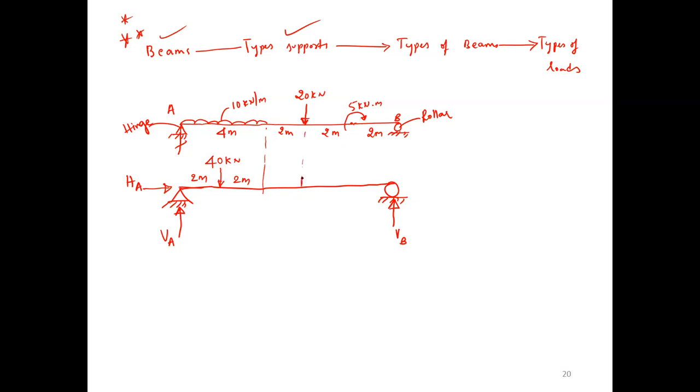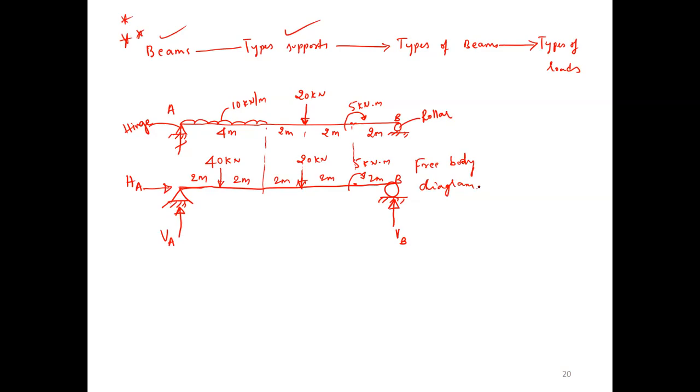Now, this is the point load, take it as it is, 20 kilonewton, acting 2 meters and 2 meters. The couple remains the same, a clockwise couple of 5 kilonewton meter, and the remaining distance is also 2 meters. This is B. This is the free body diagram. What is meant by free body diagram? The representation of all the various forces acting on a structure is called a free body diagram.